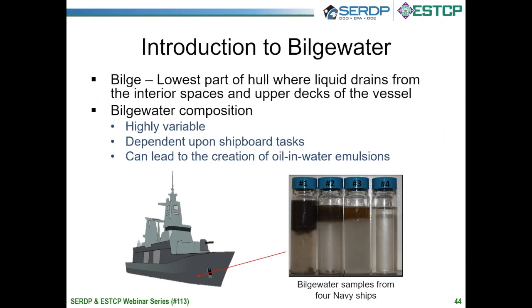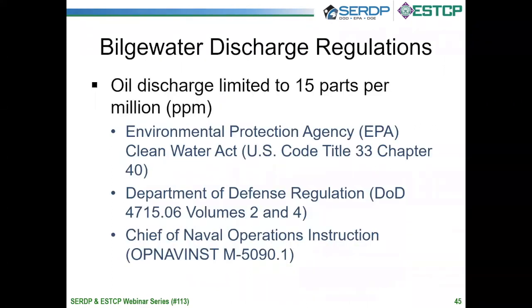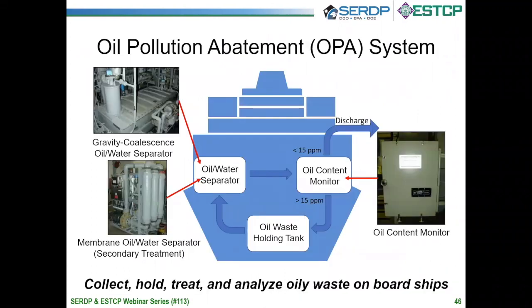The presence of oil, water, and a soap or surfactant in these bilge systems enables the creation of oil and water emulsions, which are in particular very difficult to treat shipboard. The EPA, DoD, and OPNAV instructions all are consistent in saying that the oil discharge is limited to 15 parts per million. In order to meet these regulations, we have oil pollution abatement systems installed shipboard. They are comprised of 3 primary components, which are the oily waste holding tanks, so they're the holding tanks that contain all of our waste stream.